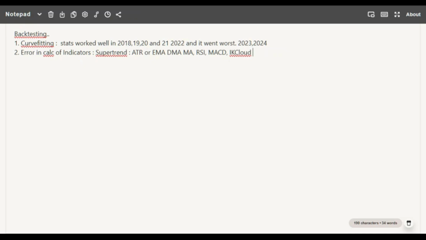There are lots of applications and websites in the Indian market which provide you paid or free backtest. So you have to check how they calculate. Now, I don't know if you can check or not. So there can be errors in the calculation of indicators, which can result in very different data at the end of backtesting.